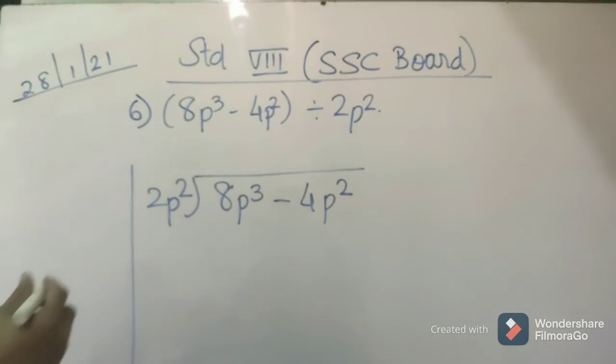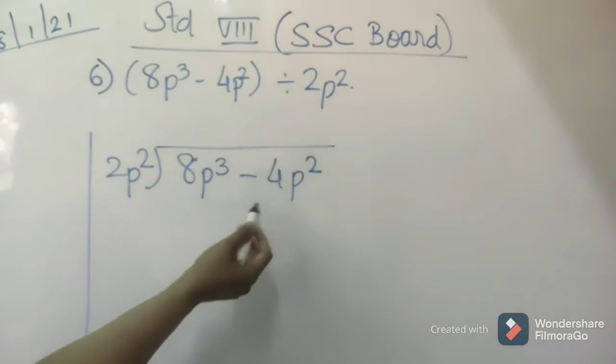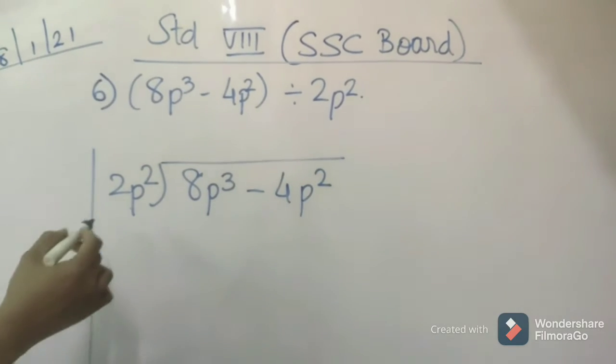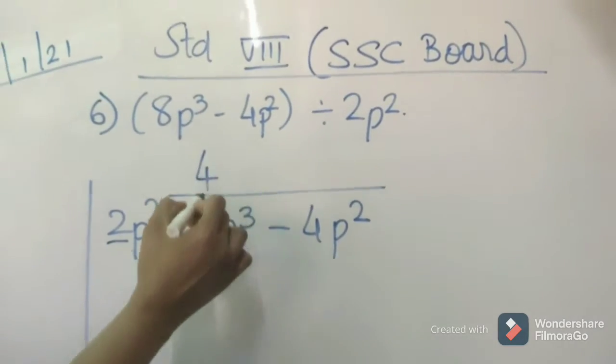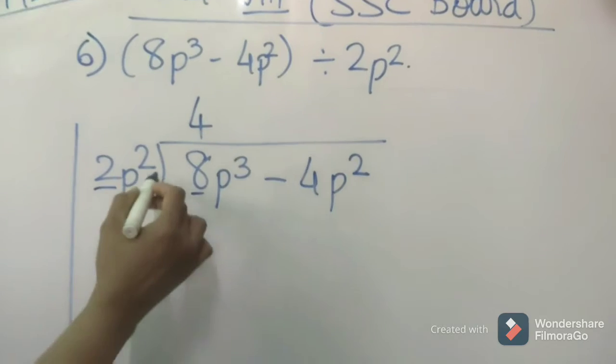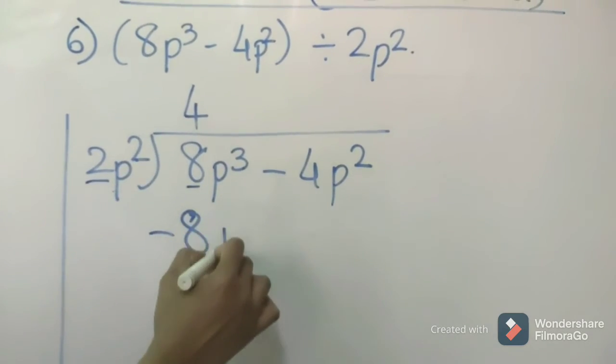Okay, the sixth sum says 8p cube minus 4p square divided by 2p square. So in 2's table 8 goes 4 times, so 2 4s are 8, and 3 minus 2 is 1.